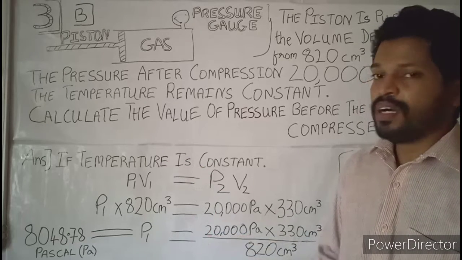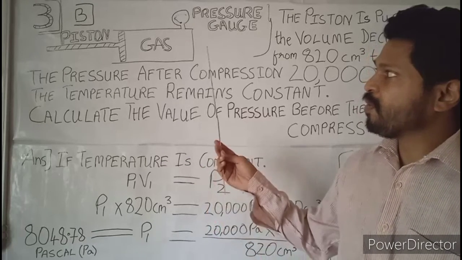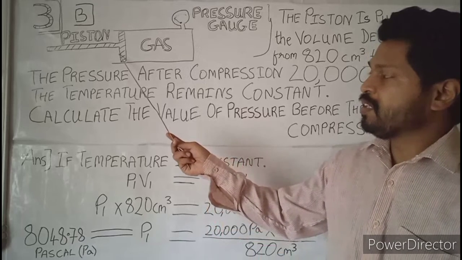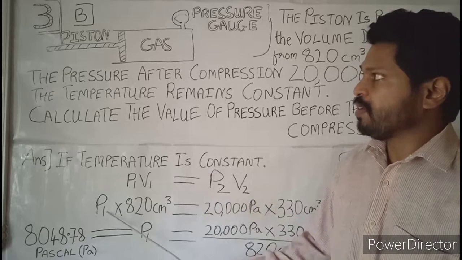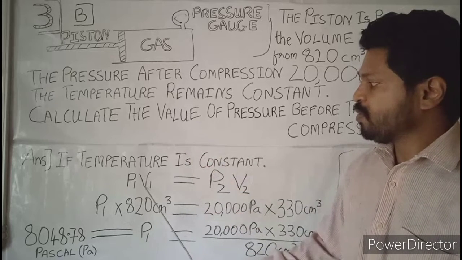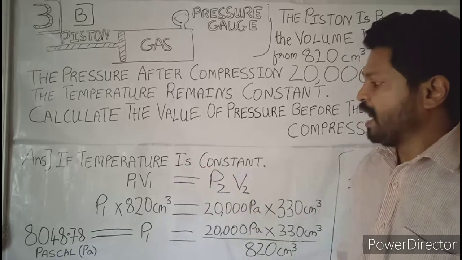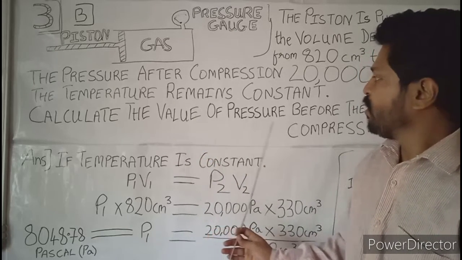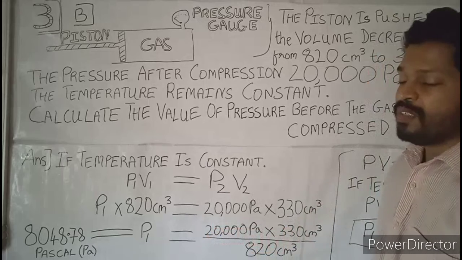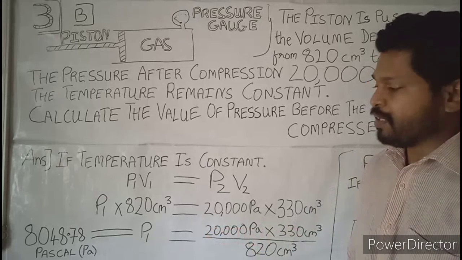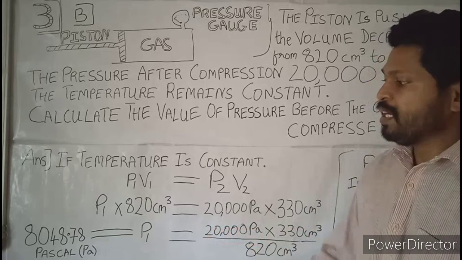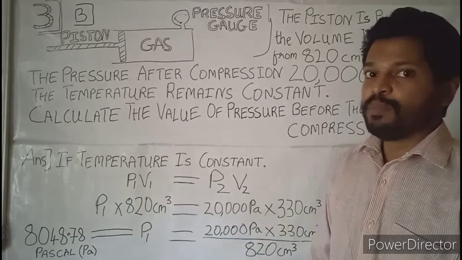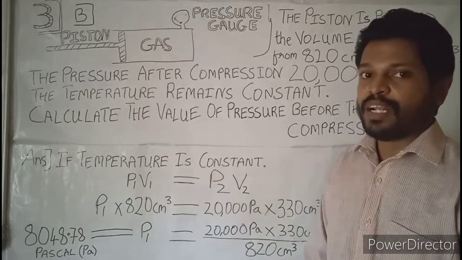We have already given a brief overview that before compression of this piston we wanted to calculate P1. So that is why we had substituted all these values over here, and we found out the value of the pressure before the gas is getting compressed. So we have found out P1. It comes around 8048.78 Pa. So that is the final answer.